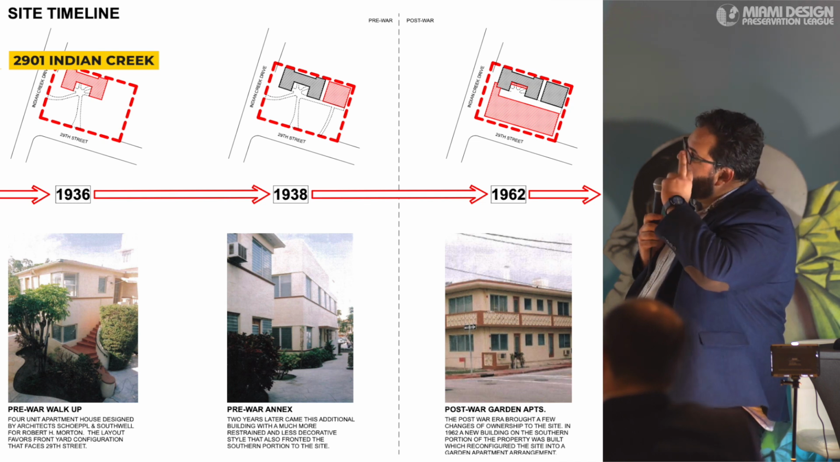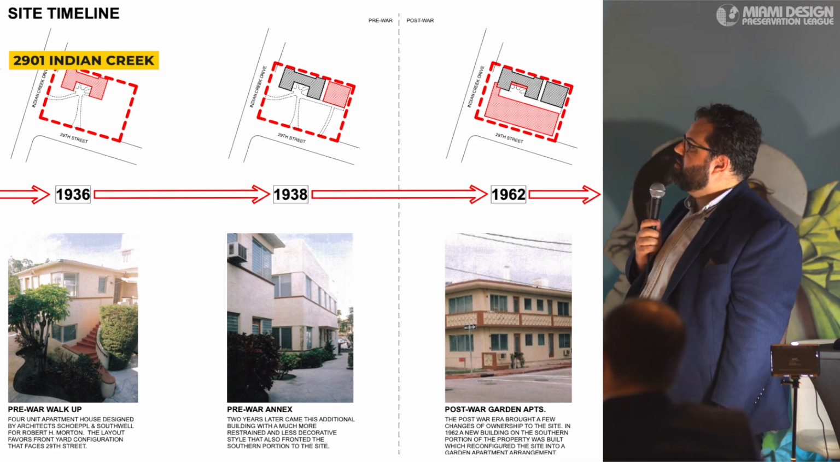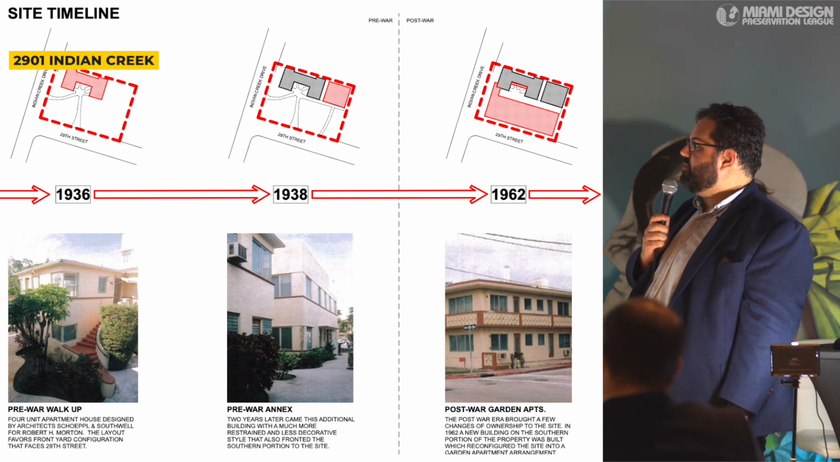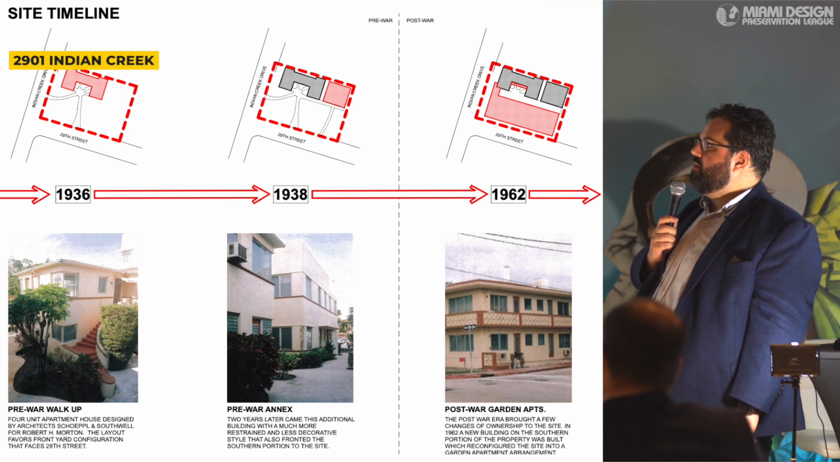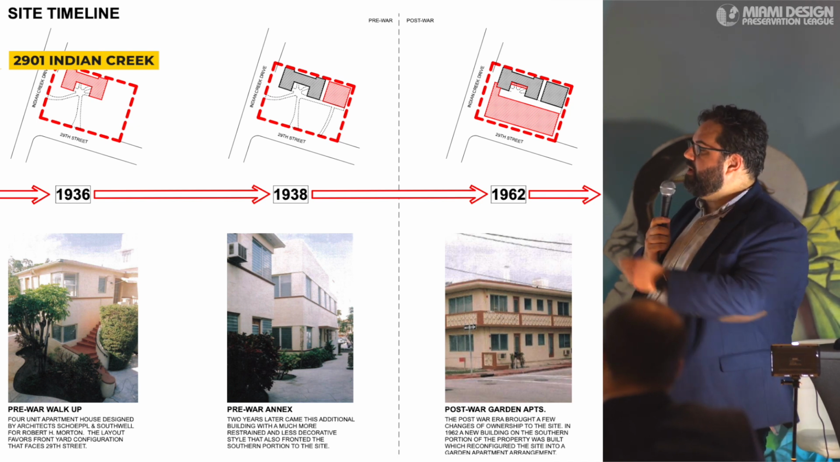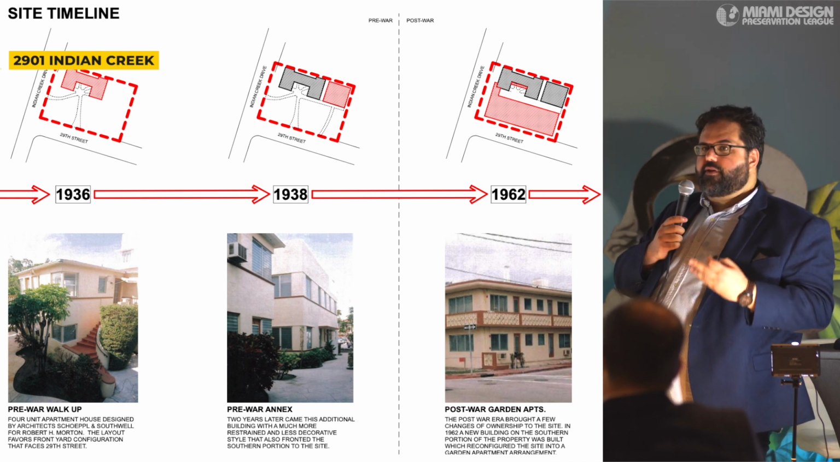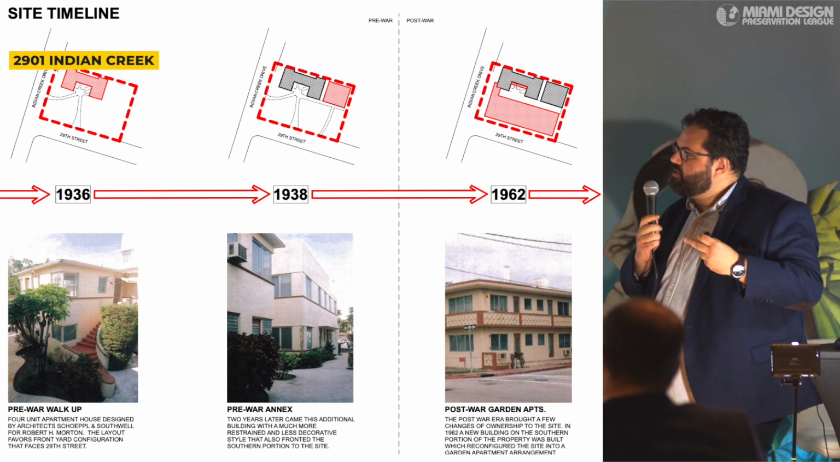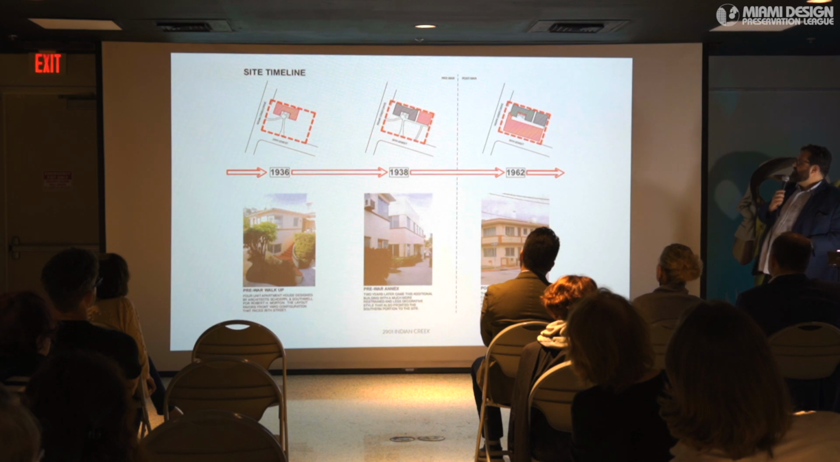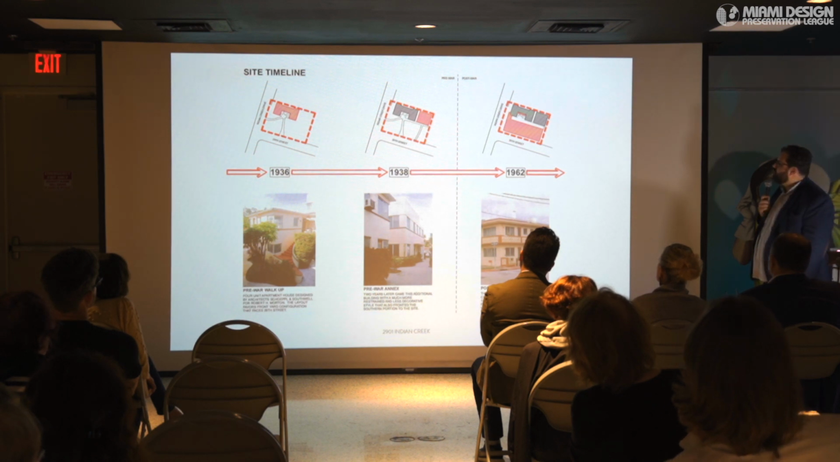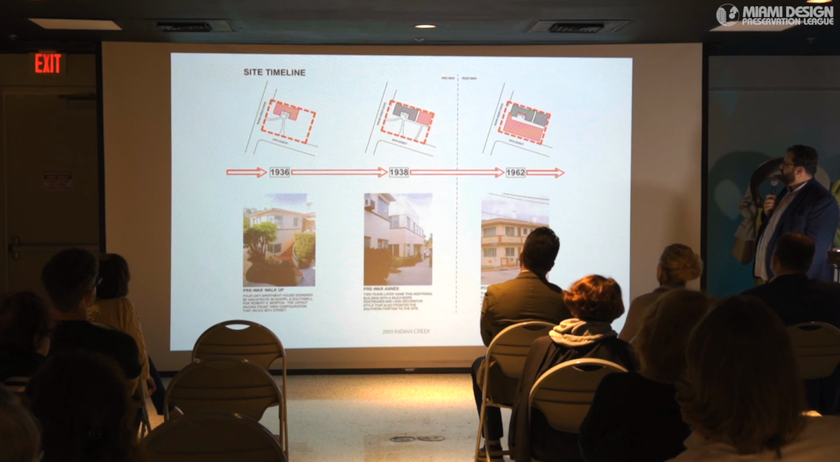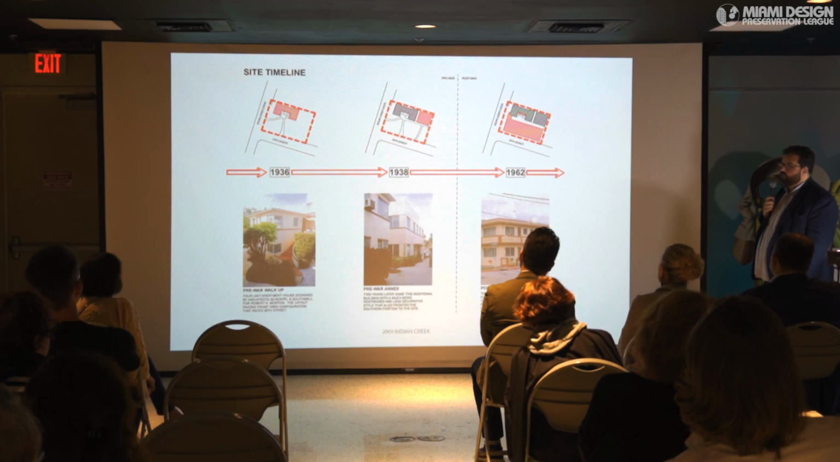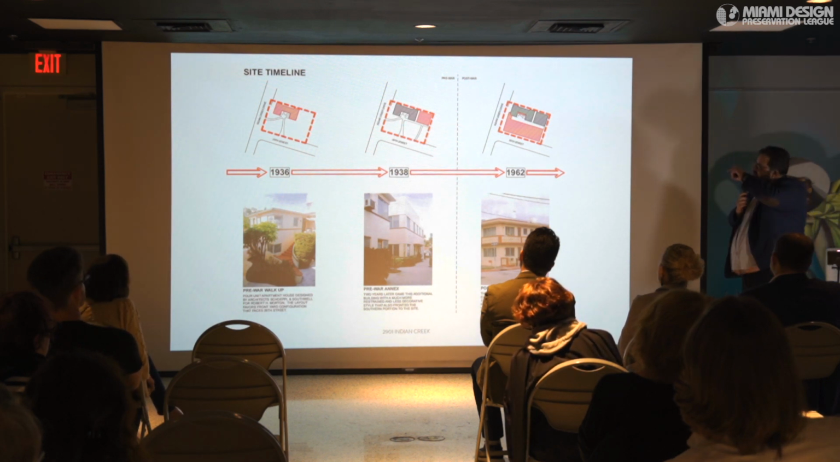In 1938, the owners of the site built a small structure next to the original 1936 structure. Again, they were respecting that view, that site plan that allowed them to face south, so that the front of the building is this beautiful U-shaped courtyard with these very expressive stairs that go up facing south. And then in 1962, post-war, there was this garden style apartment building that was built in front of this structure and blocked the view and sealed in the original two structures of the site.